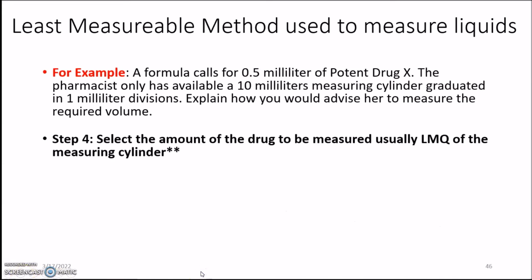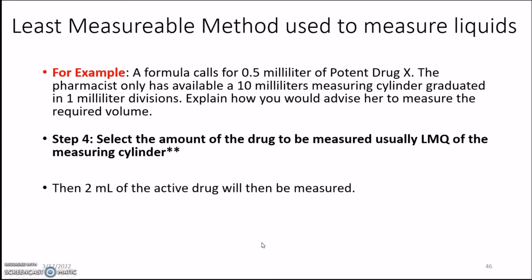So the next step is to select the amount of drug to be measured, and we usually use the least measurable quantity. That is why the method is called least measurable. So the least measurable quantity for this 10 ml measuring cylinder is 2 mils. It means then that we are going to actually measure 2 mils of the active drug.